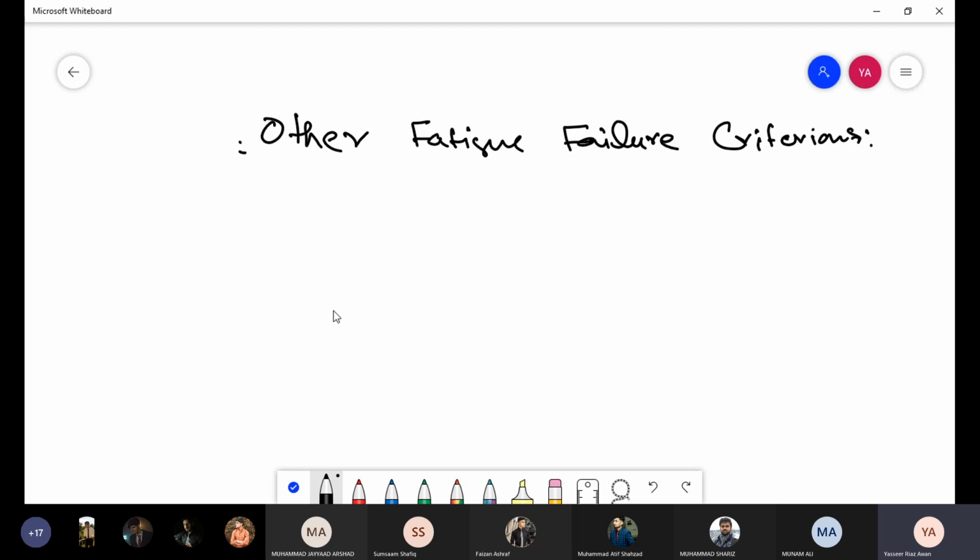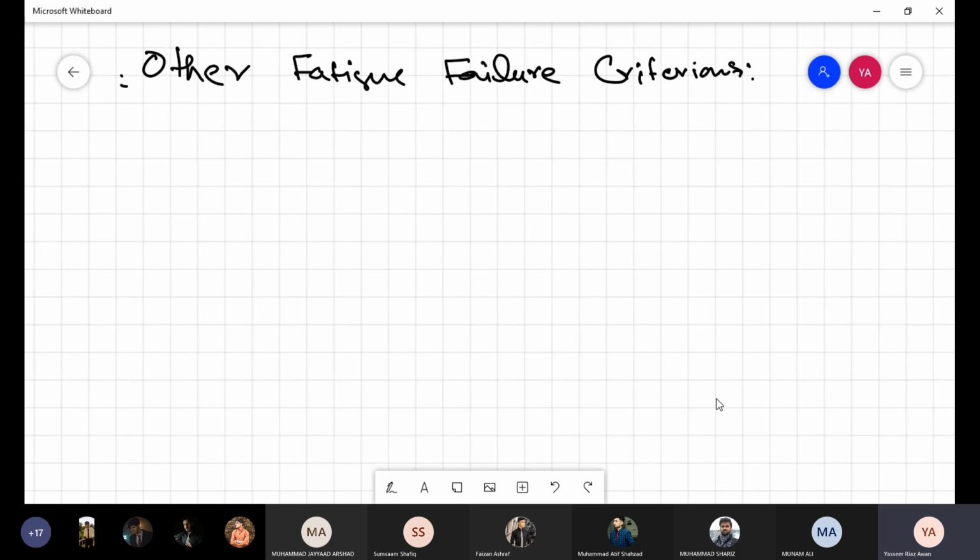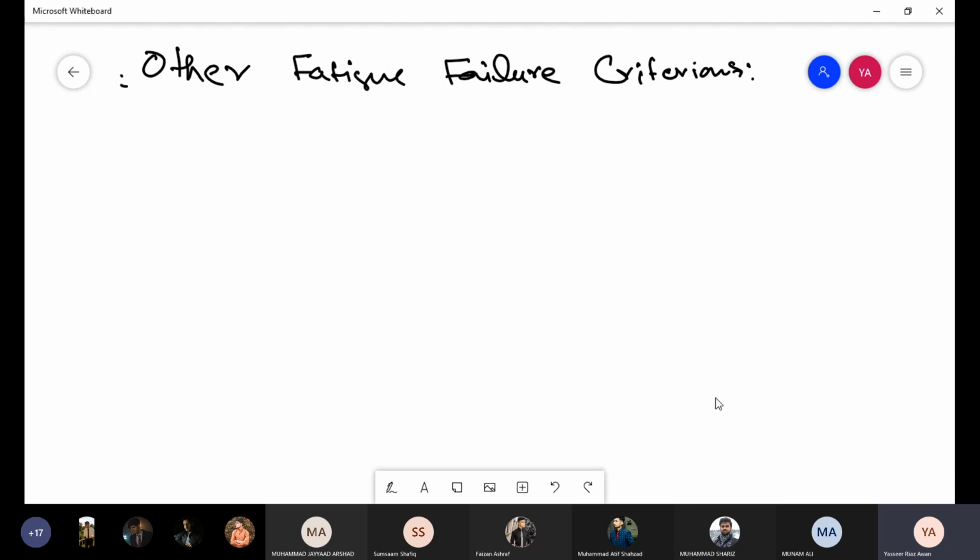So as we had a number of static failure theories, we had the maximum shear stress theory and the maximum distortion energy theory. One was more conservative, one was less conservative. Similarly, one was analytically easy to use, that is the shear stress theory, and one is analytically a little bit more difficult to use, not much more, a little bit, that is the distortion energy theory. So similarly, we have other fatigue failure criteria.